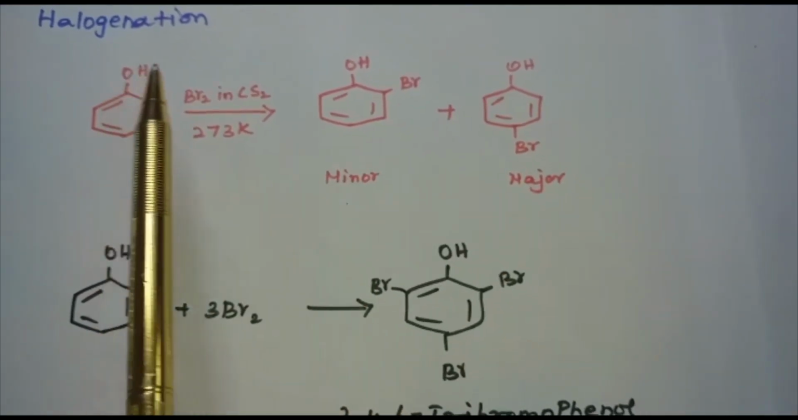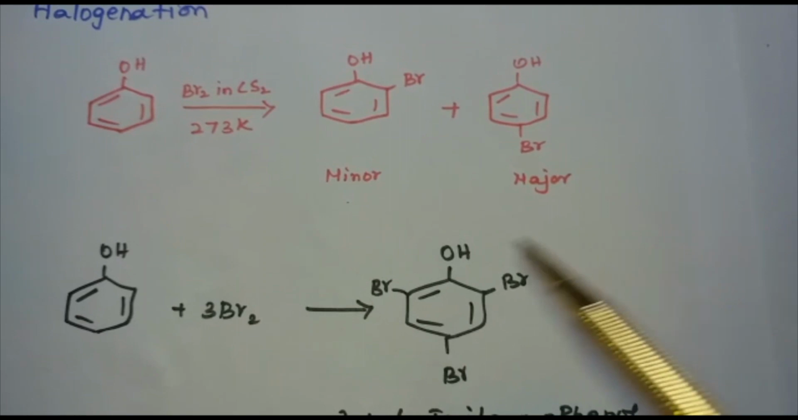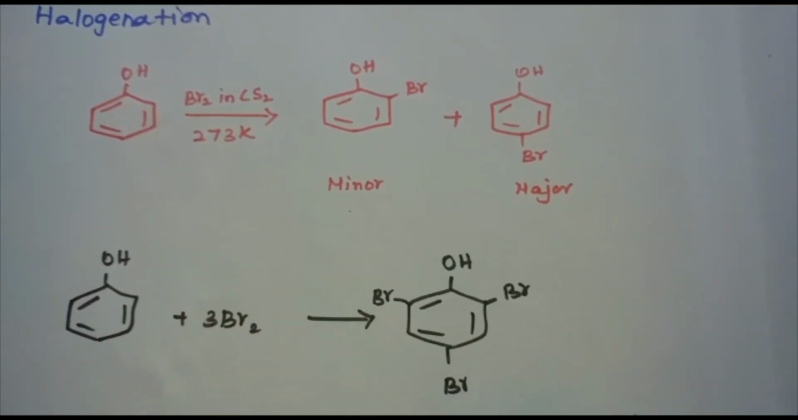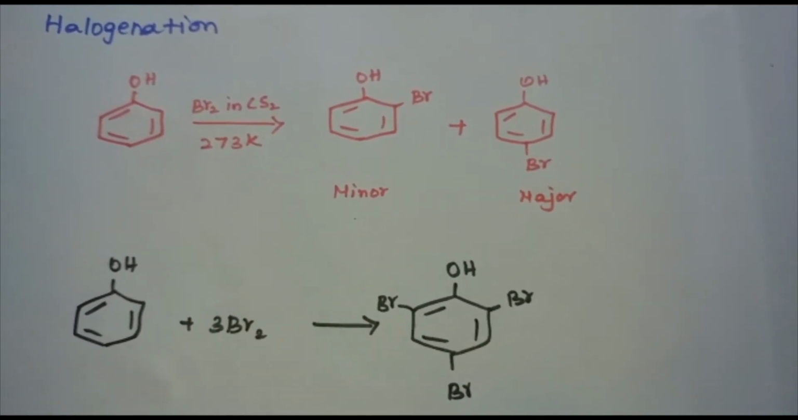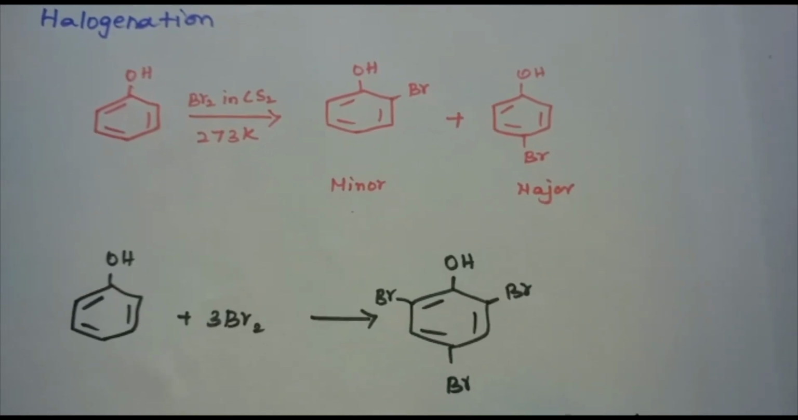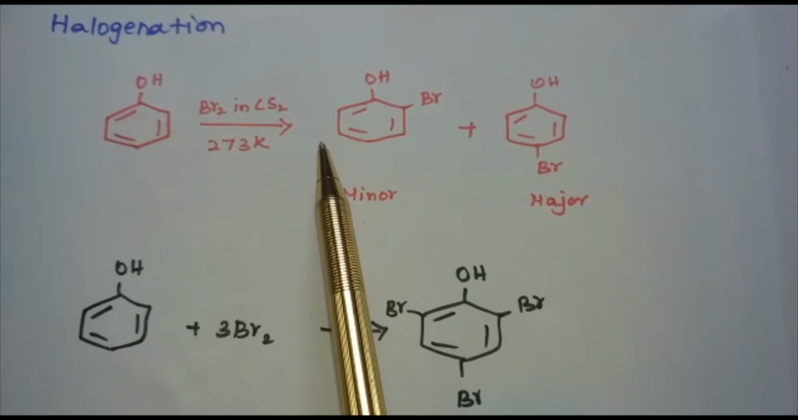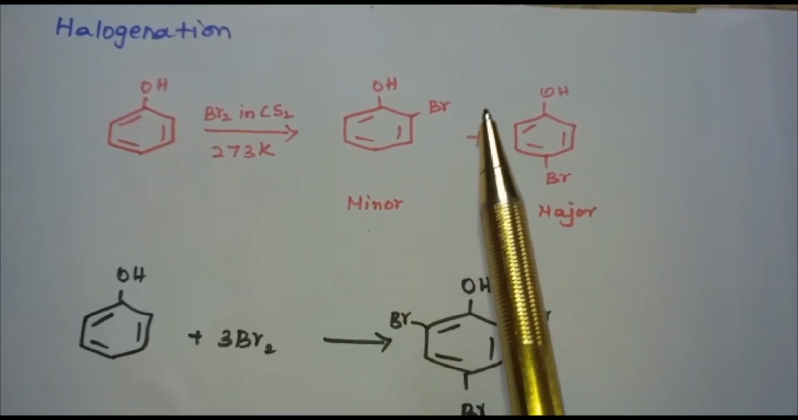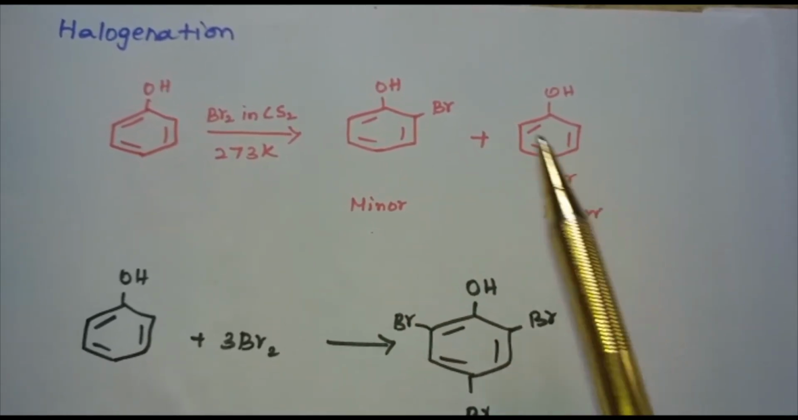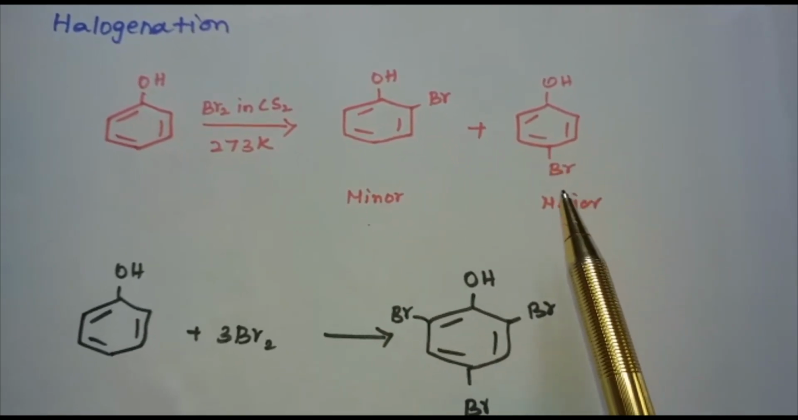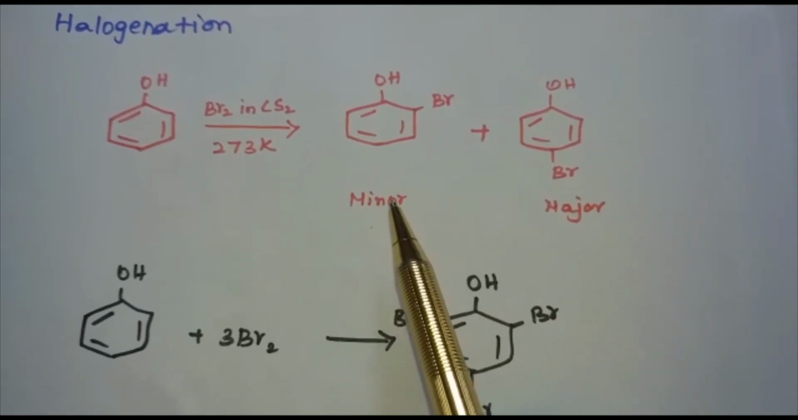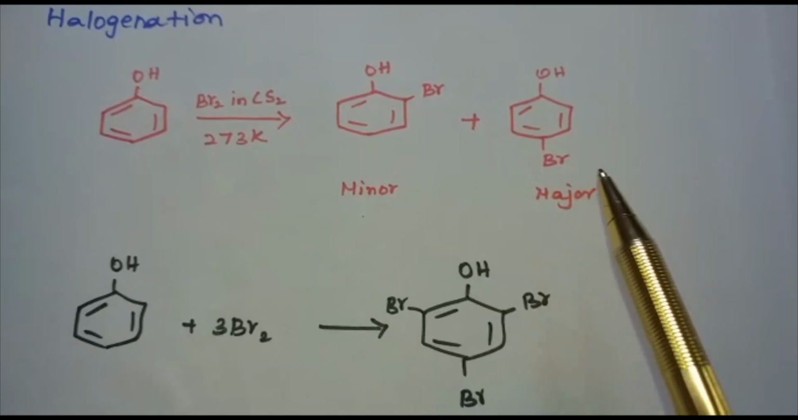Next is the halogenation reaction. On treating phenol with bromine, different reaction products are formed under different experimental conditions. For example, when the reaction is carried out in presence of solvents such as CS2, we will get the ortho as well as the para product of phenol, ortho-bromophenol and para-bromophenol. Ortho is the minor one and the major one is the para product.